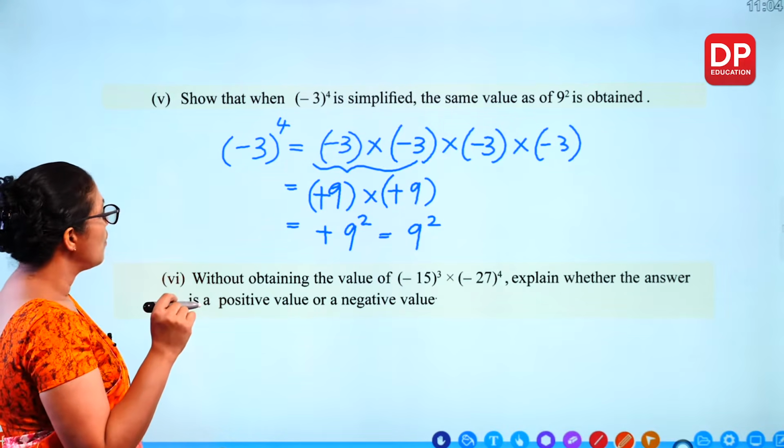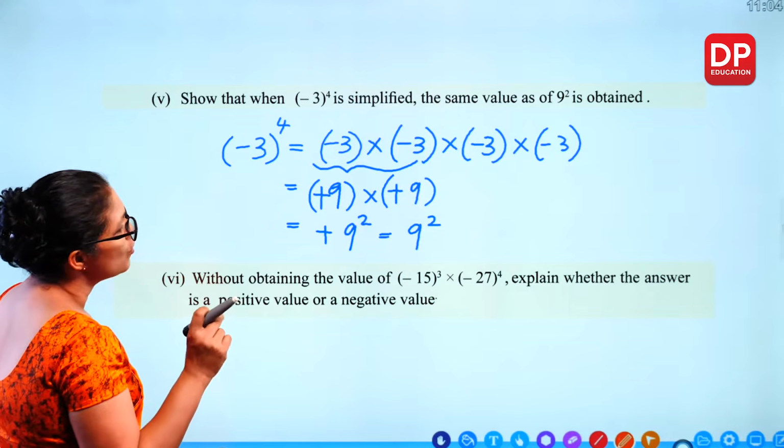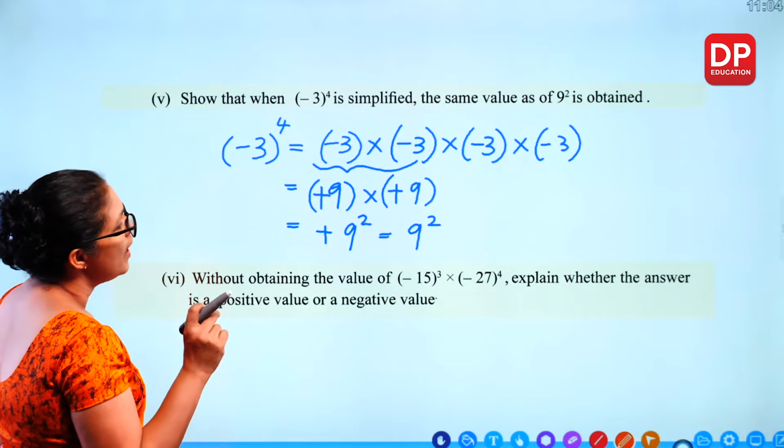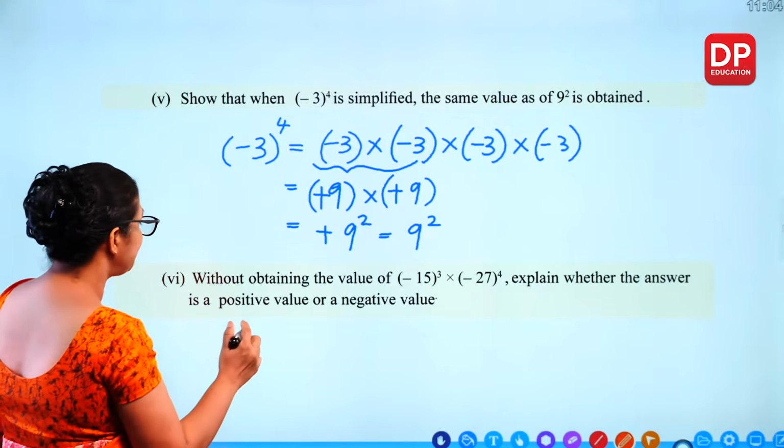Next part. Without obtaining the value of minus 15 to the power 3 into minus 27 to the power 4, explain whether the answer is a positive value or a negative value.